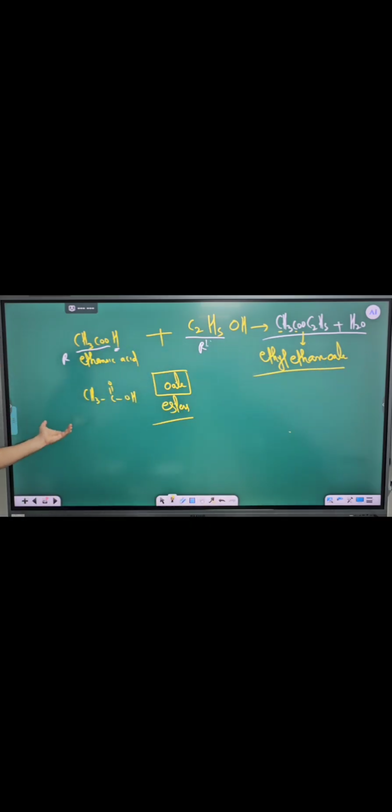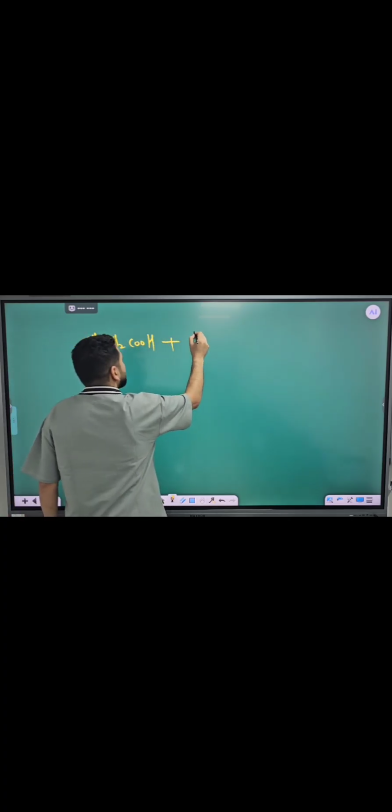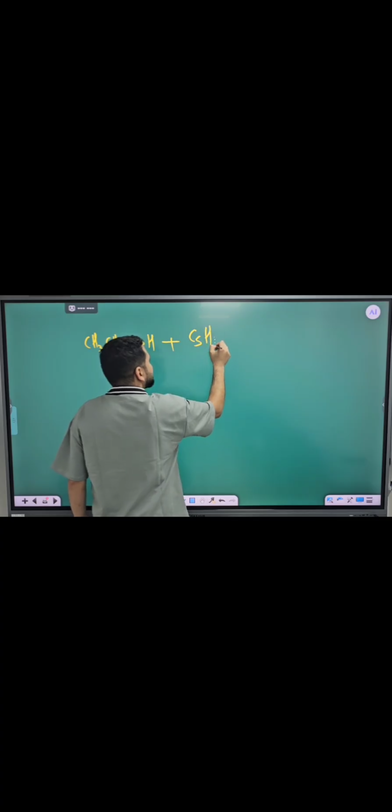So now if I take a few more examples, guys. For example, I will take CH3CH2COOH. Imagine this type of compound I will take. I will react this compound with C5H10. One second. C5.